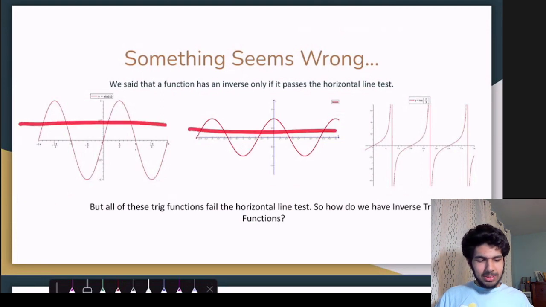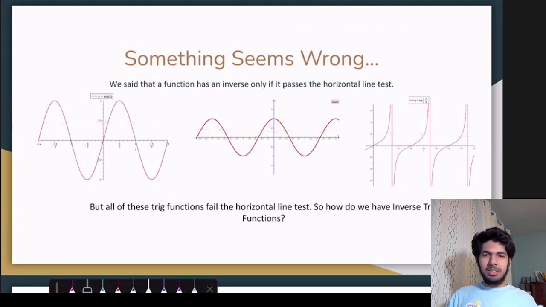These don't pass the horizontal line test. So how can we have inverse trig functions? You must be lying to me. And indeed I am.